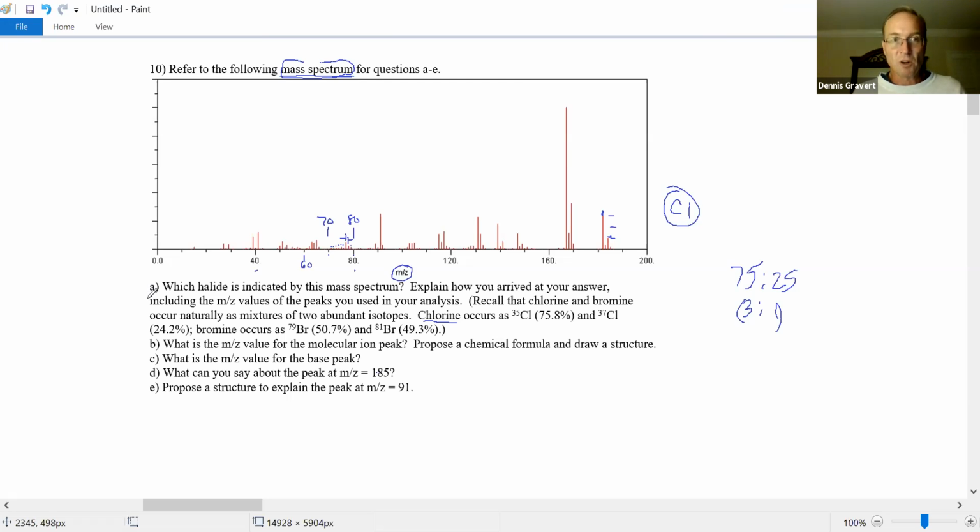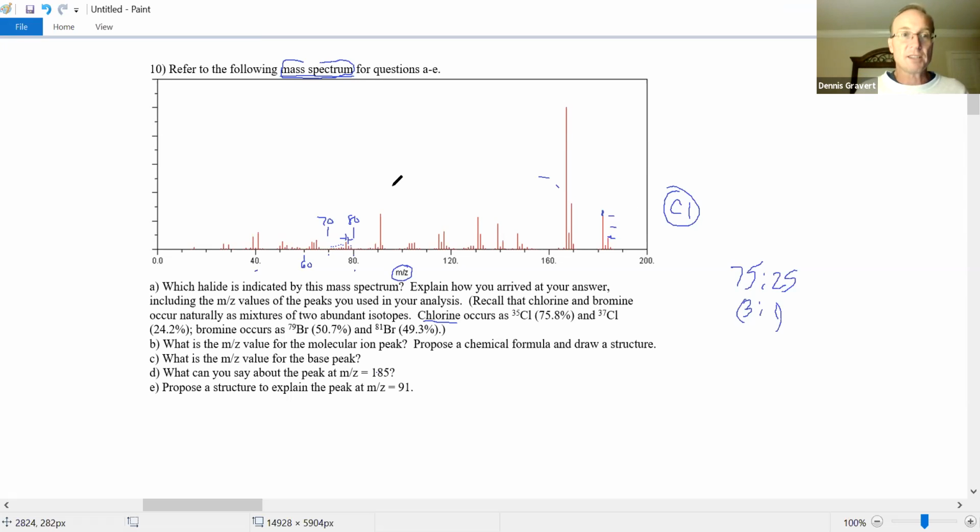Go back in the homework, and maybe in the video, there's an example somewhere of what happens when bromine is present. And you don't see a 3 to 1 ratio, you see a nearly 50-50 ratio. And they're 2 mass units apart. So that's how you identify bromine.